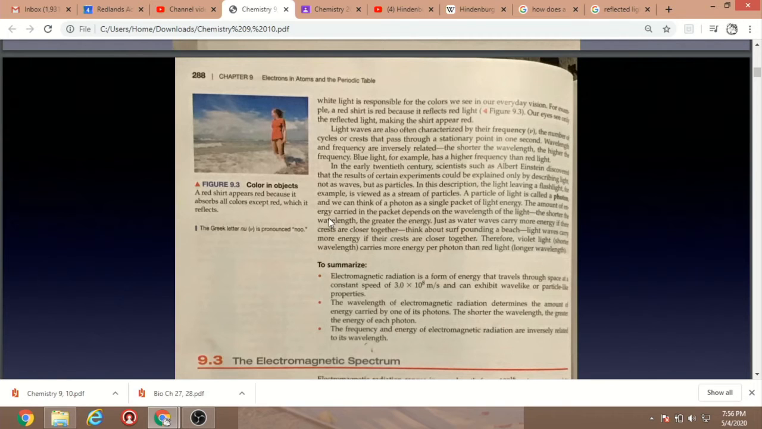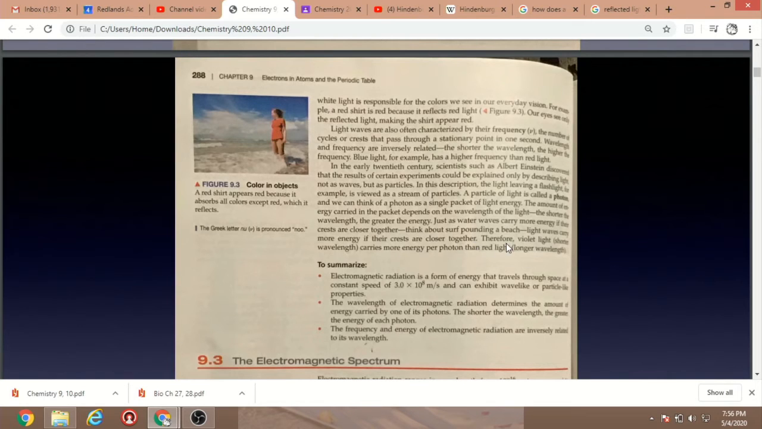The amount of energy in the packet depends on the wavelength. The shorter the wavelength, the greater the energy. Just as water waves carry more energy if the crests are close together, think about surf pounding the beach. Light waves carry more energy if their crests are closer together.